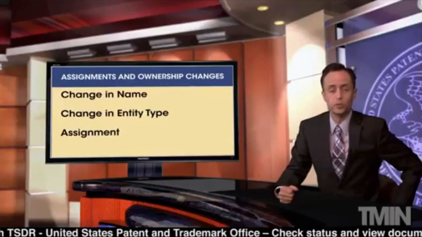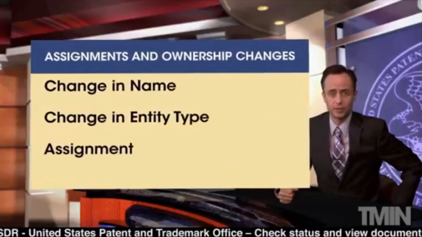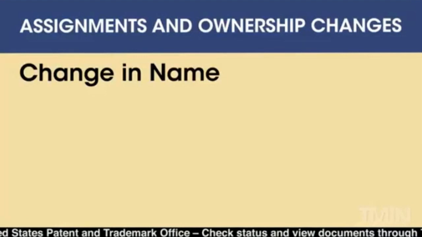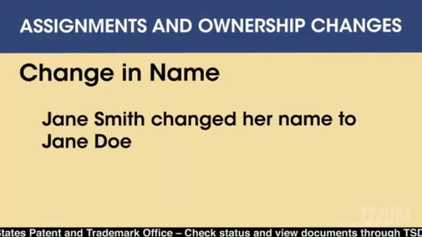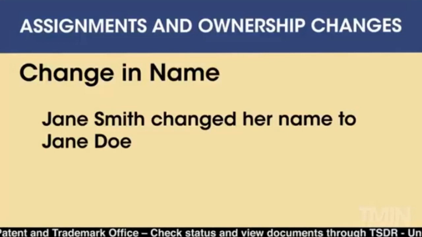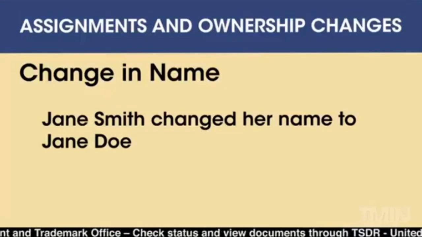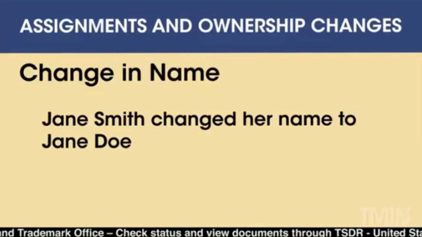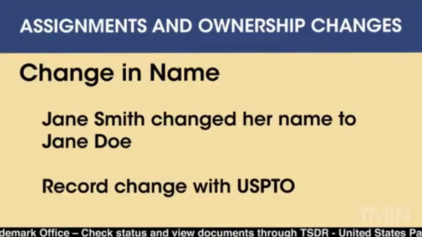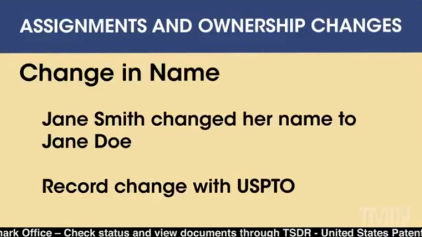Let's take a look at 3 of the most common types of changes. Change in name. Here, the owner of the trademark stays the same, but the owner's name changes. For example, say Jane Smith owned a particular trademark registration. Later on, she married and legally changed her name to Jane Doe. Jane must update the USPTO records for her registration to reflect her new legal name.